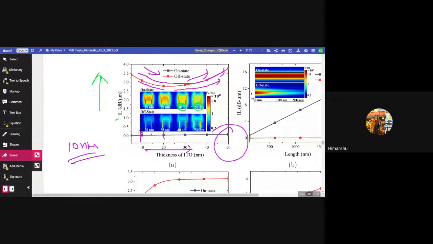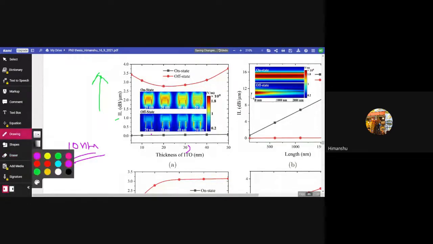That's why we have chosen 10 nanometer as the thickness of ITO, where we have got around 3.09 dB per micrometer of insertion loss at off state and around 0.025 dB per micrometer at on state, which gives a better extinction ratio.